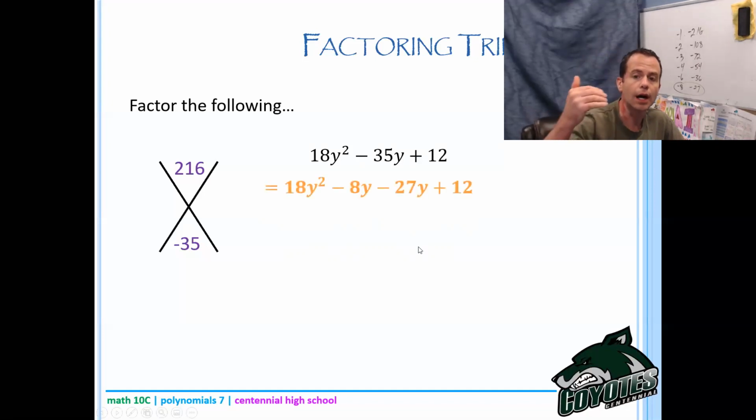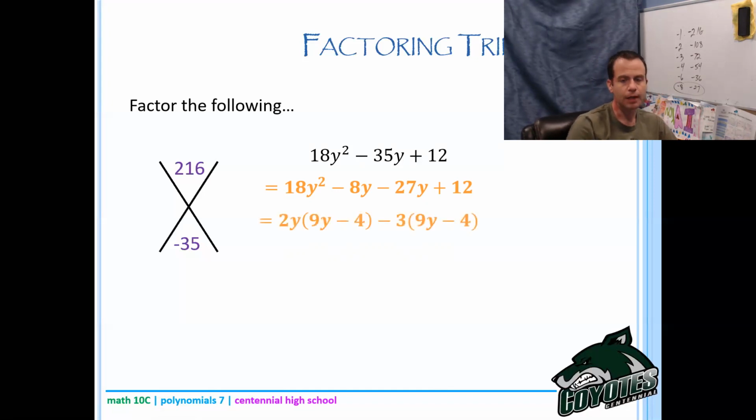So I've got my 4 terms now: 18y squared minus 8y minus 27y plus 12. I have 4 terms with no greatest common factor. I'm going to factor out the front 2, factor out the back 2. I can take out a 2y from the front, which leaves me with 9y minus 4, and then I can take out that negative 3. Remember, if the front dude's negative here, you always want to take the negative out, okay? So I took out the negative 3, and that left me with 9y minus 4.